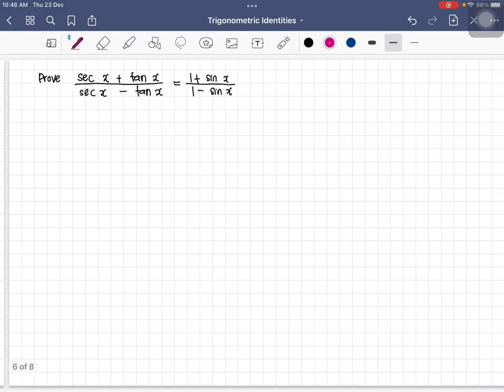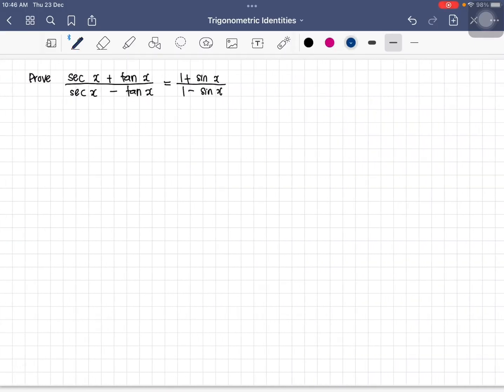Let's look at this one. Suppose we have this, we need to prove this identity. It's not that difficult. You start with secant of x. I'll write secant as 1 over cos of x, and tangent of x is sine of x over cos of x. So secant of x plus tangent of x gives us 1 over cos of x plus sine of x over cos of x.